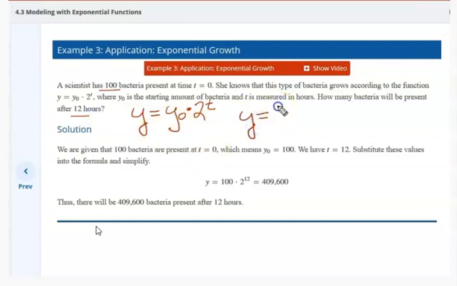Y equals 100, that's what you're starting with, times 2 to the 12th power. And that's what you have. So in 12 hours, if you started with 100, you're going to end up close to 500,000. Wow. Write this down. This is an example of bacterial growth, and bacterial growth is exponential. And this shoots up like that 2^x curve that we had in an earlier background item.